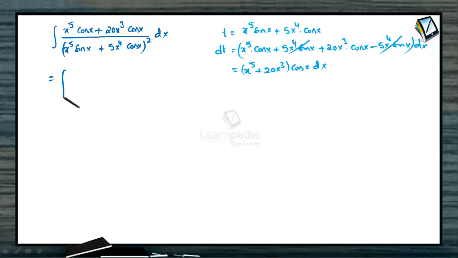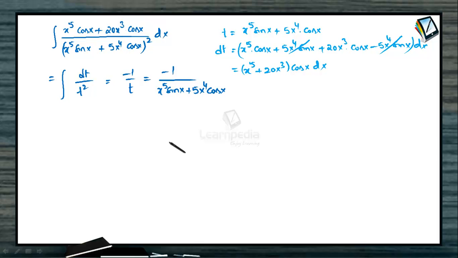Now what is this integral then? This is in the form dt by t square. That integral of dt by t square is minus 1 by t. But what was our t? This is minus 1 by (x^5 sin x plus 5x^4 cos x). Now we have evaluated the integral as well as the derivative required in the product rule.